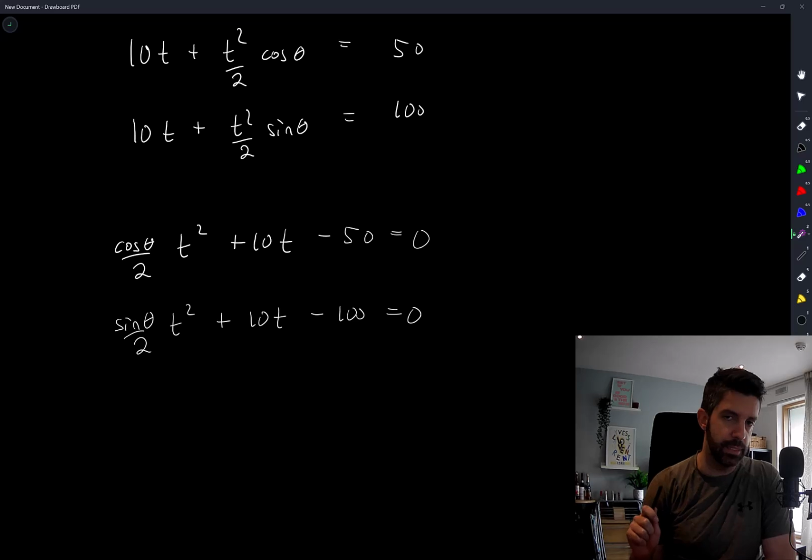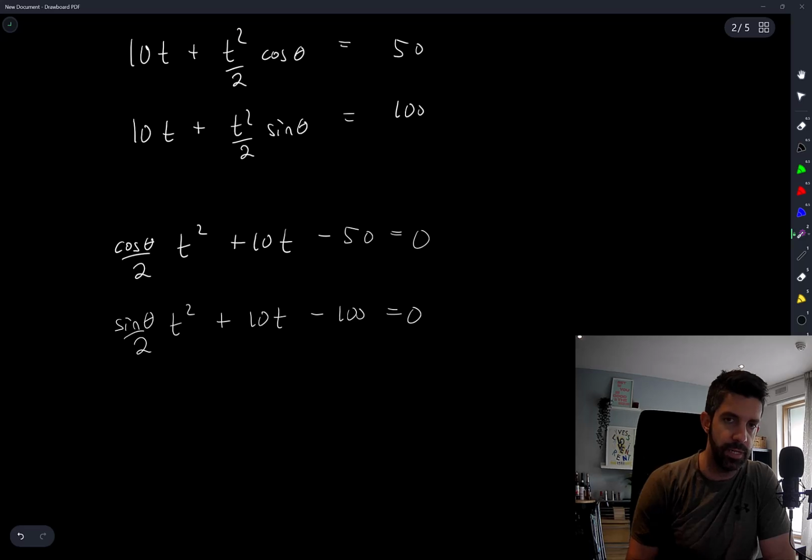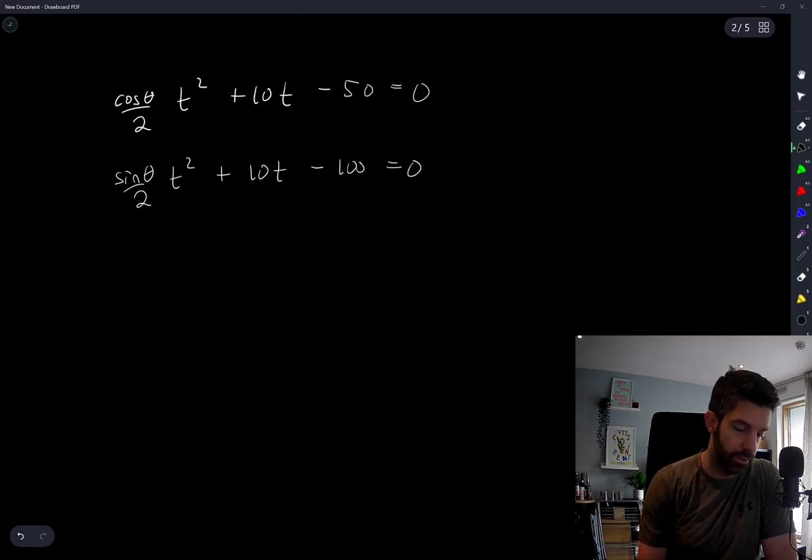Well, we need the roots to coincide, or at least we need one of the roots to coincide. And based on the phrasing of the problem, we should probably take t to be positive. So if this has a positive root and if that has a positive root, we need those two positive roots to be the same, and that should give us a relation between sine theta and cosine theta.